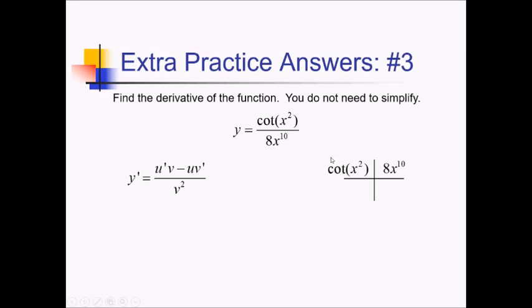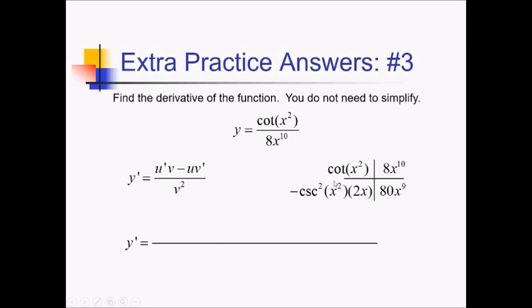The outer function is going to be cotan of something. The derivative of that is negative cosecant squared of something, x squared in this case, times the derivative now of the x squared, which is 2x. Over here, the derivative is just going to be the power rule, so this is going to be 80x to the 9th. Multiplying this out now, we have a big fraction.